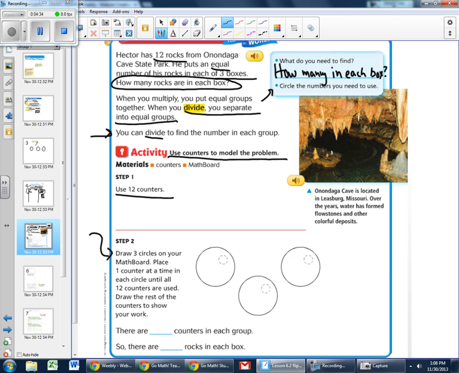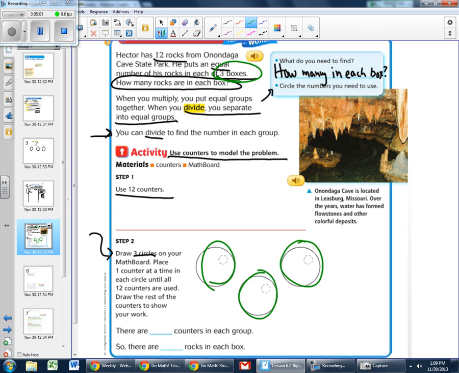How I'm going to do it is the way that they do it in step 2, drawing 3 circles on your math board, so you can use your math board or your whiteboard, and always the white space on your page. The reason it says to draw 3 circles is because there are 3 boxes. So each one of these is going to represent a box that they are using.